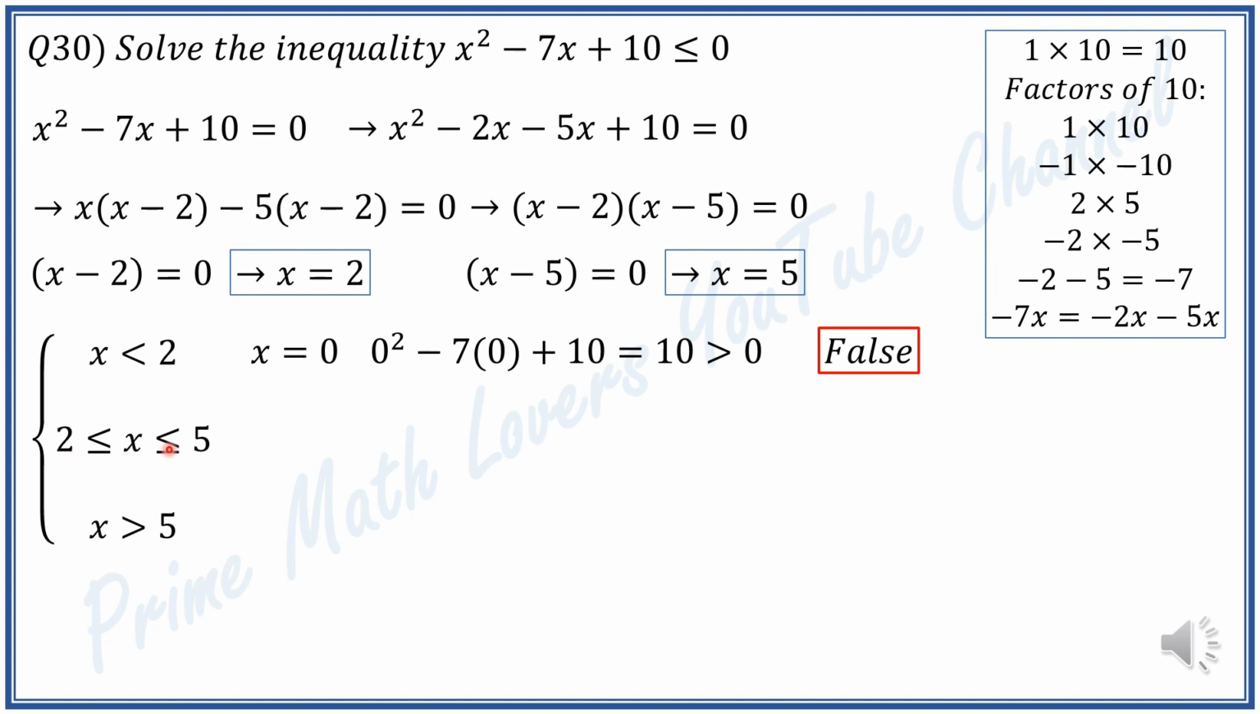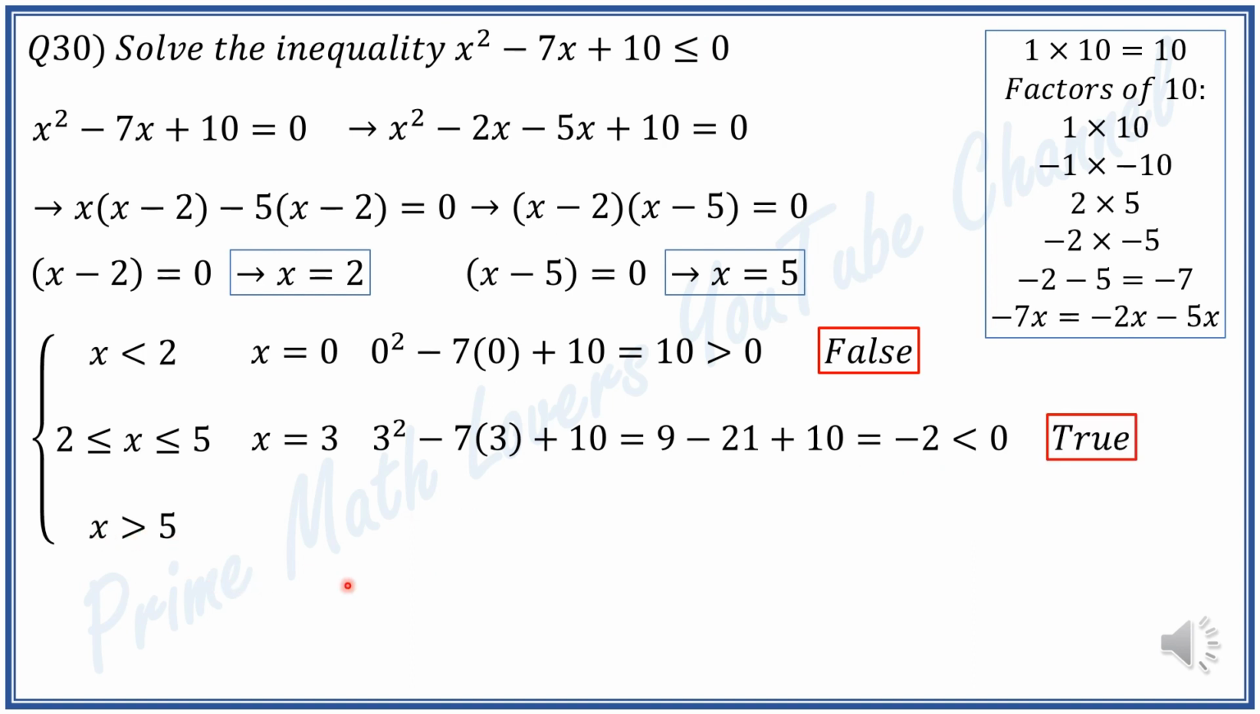The next interval is x greater than or equal to 2 and less than or equal to 5. I choose x is equal to 3 in this interval. I replace x with 3 and I get 3 squared minus 7 times 3 plus 10 is equal to 9 minus 21 plus 10, and the result is negative 2, which is a negative number, is less than 0, and this satisfies our inequality.